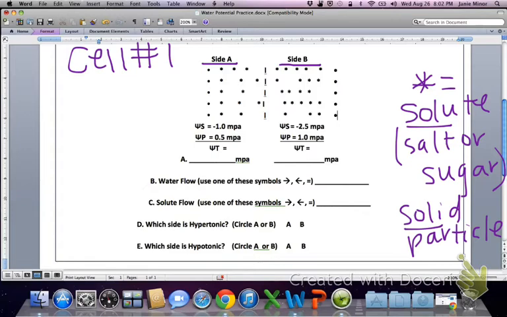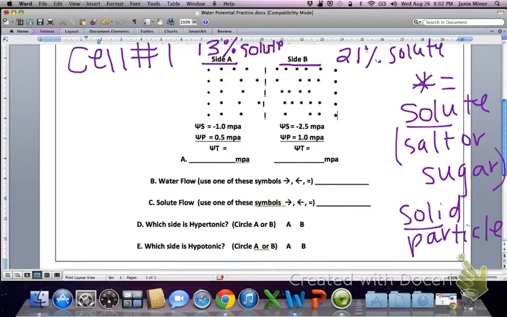So let's look. We said today that in side A we had 13 stars. That represents a percent. It represents the percent of solute on that side. So it's 13% solute on side A. And then on side B, we calculated that it was 21 stars. That represents 21% solute.